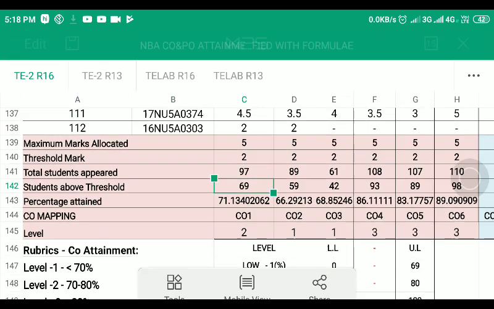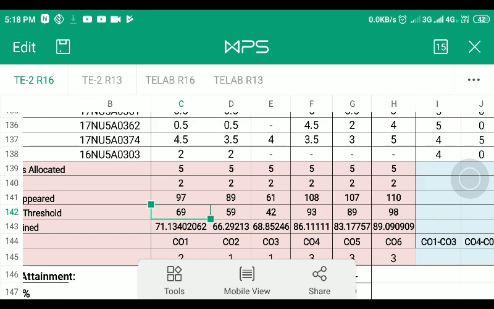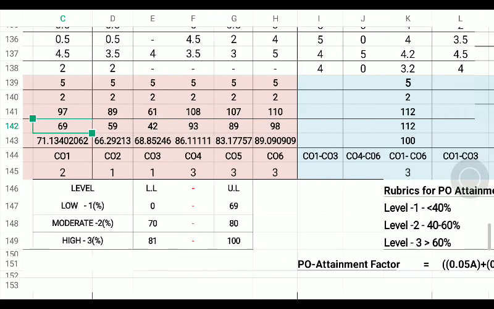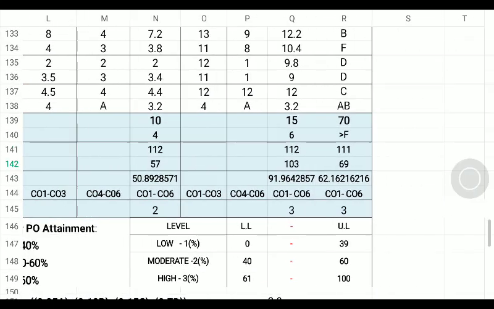Students appeared, this is also a formula, and above threshold, these all are the formulas. Just you have to post the above marks only. There, red, these two colors indicate direct calculations with formula. And then just you have to enter here.